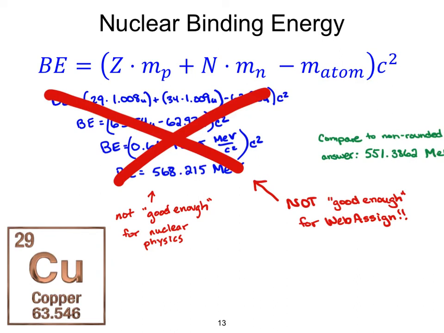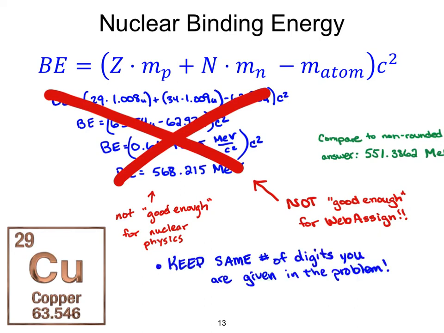This is because, as I mentioned before, c squared is a pretty big number. It's 9 times 10 to the 16th. So when we're converting a mass into energy with this very large conversion factor, even the tiniest bit of error gets magnified by quite a lot. I strongly recommend that you keep the same number of digits that you are given in the problem all the way to the end. So since the mass of the proton and neutron are given with 7 digits and 6 decimal places, I wouldn't round to anything less than 7 digits until you have your final answer.